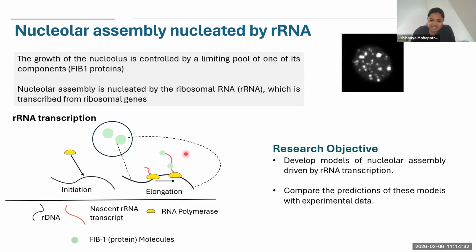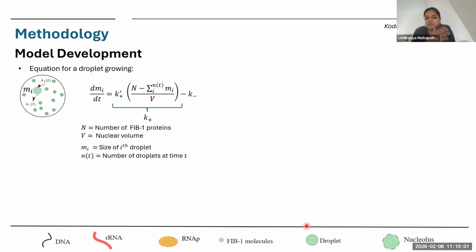So our research goal, just to state it again, is to develop models of nucleolar assembly that are driven by this particular process, initiation and elongation of nascent RNA. And then what we want to do is make theoretical models and compare our predictions with whatever experimental data we have. So that's our main objective. In the next few slides, I'm going to tell you a couple of equations that we wrote for droplets that are condensing. I'm summarizing years of work over here, and the details are in the paper, but I wanted to tell you what the key points of the model are.